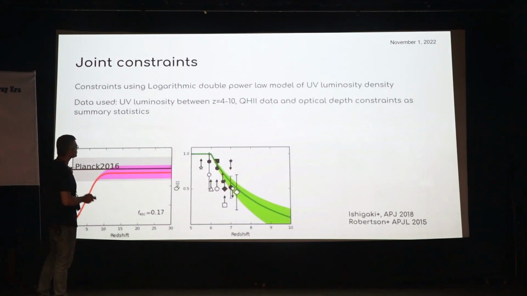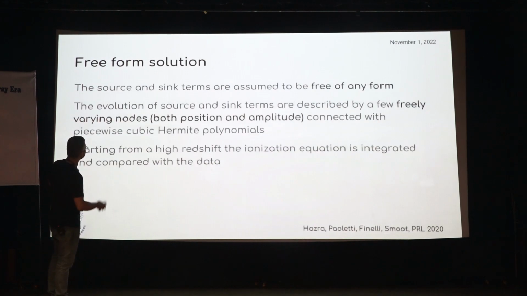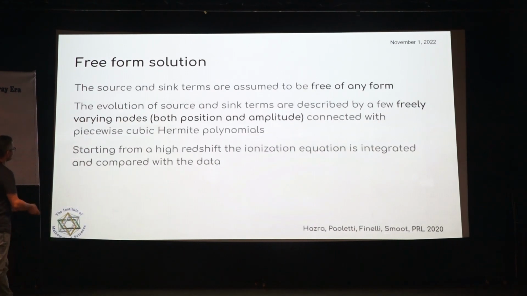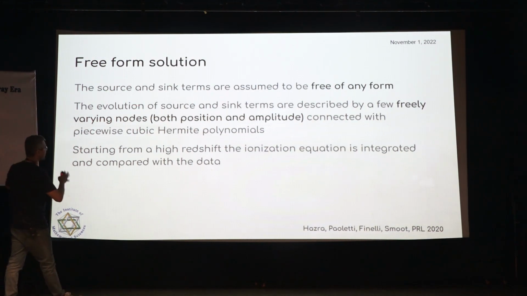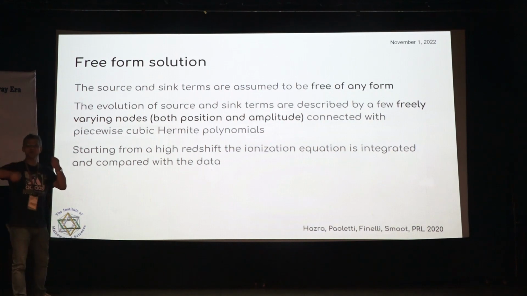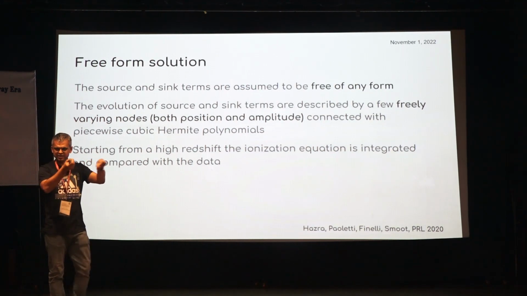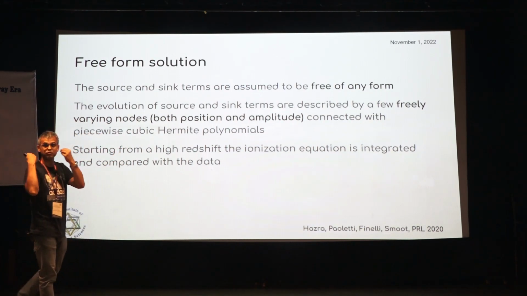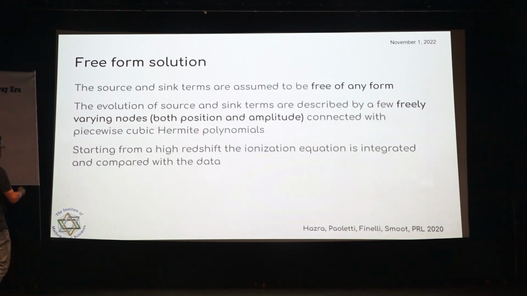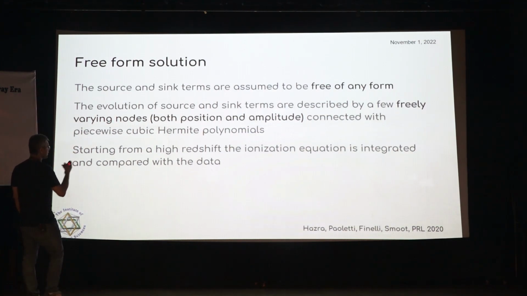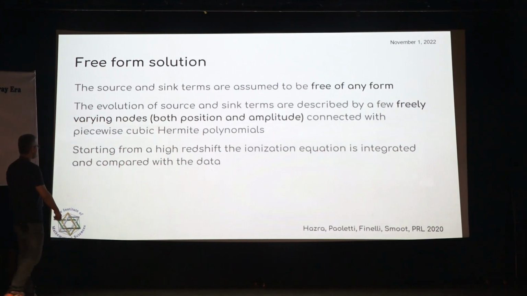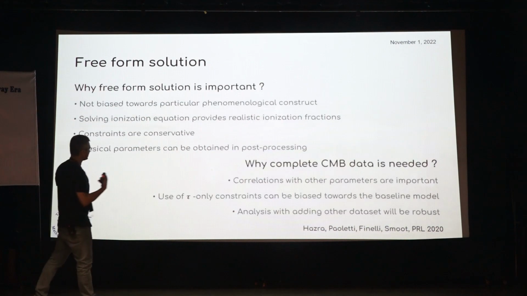What we try to do is that instead of using this power law model, we try to take a free form solution. The evolution of the source and sink terms are described by a few freely varying nodes. The nodes and the amplitudes in the nodes can vary. That goes in the Monte Carlo simulation, and they are connected with piecewise cubic Hermite polynomials to preserve the shape. Starting from a high redshift, the ionization equation is then integrated and compared with the data. We integrate it, feed it into CAMB, and then we compare with the CMB data.